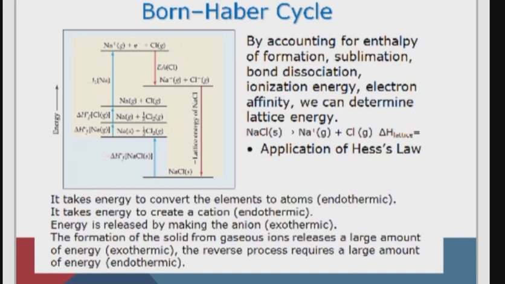Application of Hess's law. It takes energy to convert the elements to atoms, or endothermic. It takes energy to create a cation, or energy is released by making the anion, exothermic. The next is the formation of the solid from gaseous ions releases a large amount of energy, exothermic. The reverse process requires a large amount of energy, endothermic.